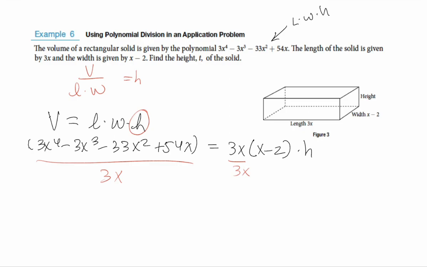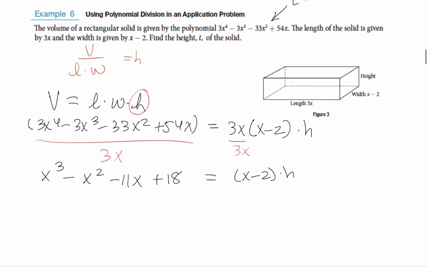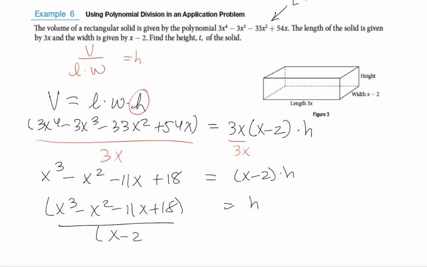Okay, so if I divide everything by 3x, I get x cubed minus x squared minus 11x plus 18. Now that's equal to that. Now we have to get the h by itself, and we can do that if we divide by x minus 2.